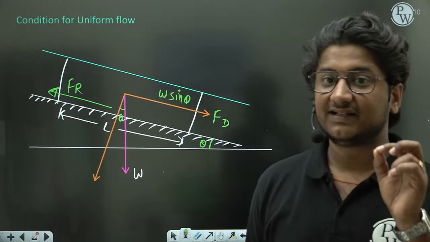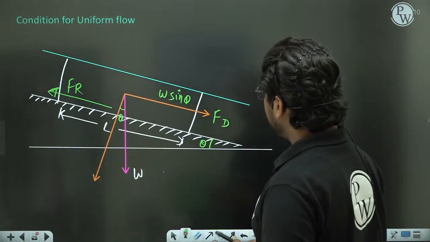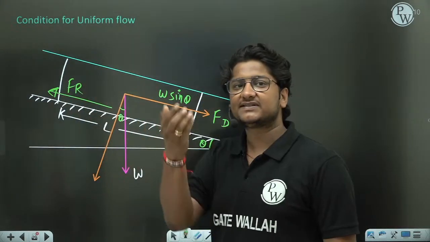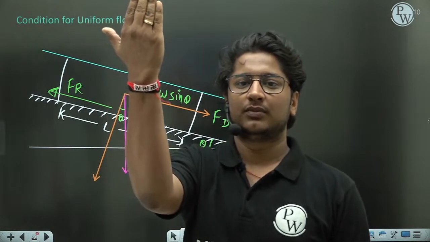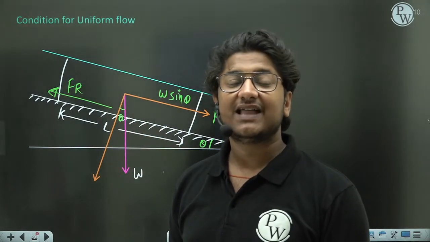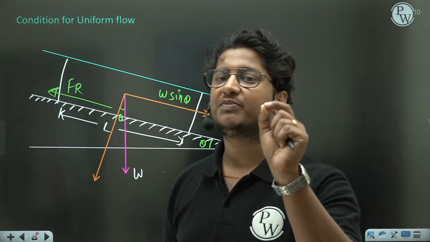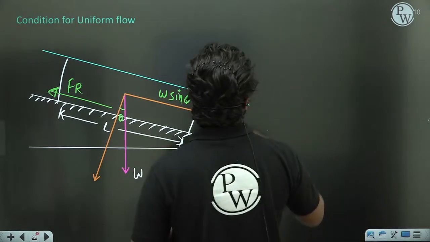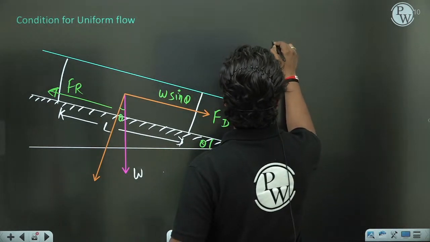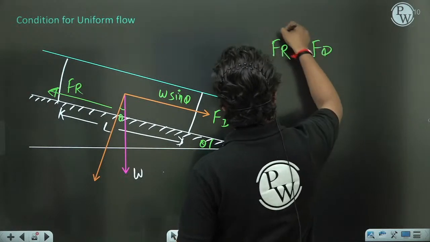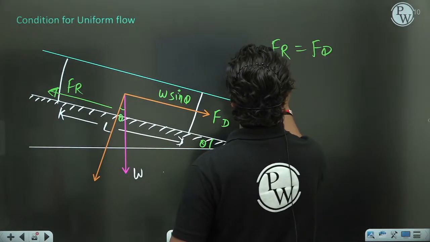Now try to understand the condition of uniform flow. If your driving force is more than the resistive force, which happens generally in a steep slope, in that case that flow cannot be a uniform flow. That flow will always be uniform flow when, look at here, your FR is equal to FT. When your resistive force and driving force are the same.